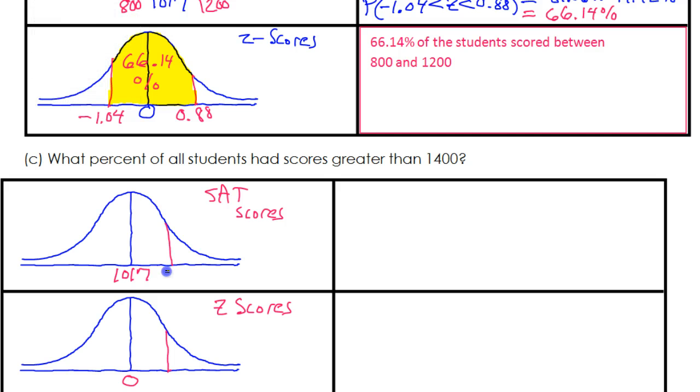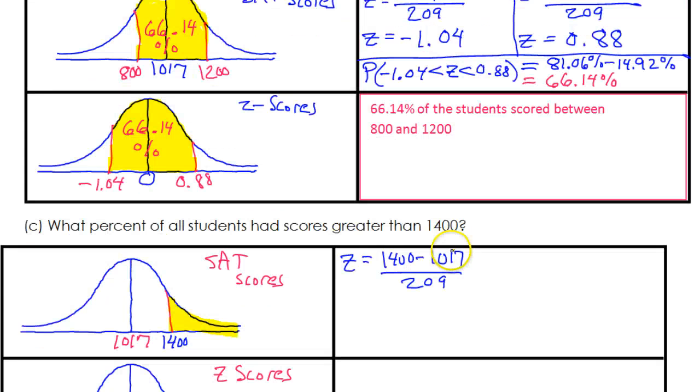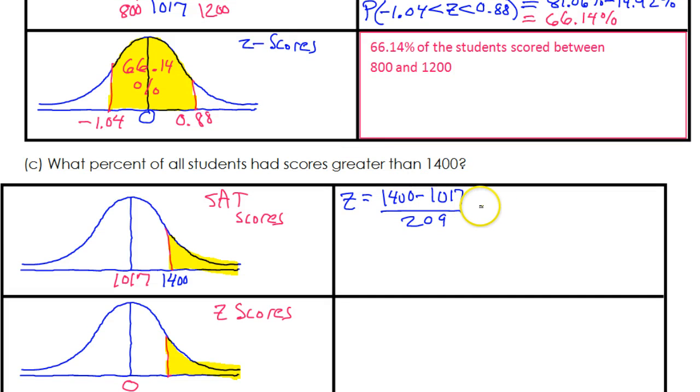Okay, so 1,400. We want to know the percentage that is greater than this, so that's why I'm going to shade over here to the right, because that's the part I need to know about. Okay, so we're going to need the Z-score. So here we go. So the Z-score is going to be this 1,400 minus the mean divided by the standard deviation, which we were told way back at the beginning was 209. Okay, so just put that in your calculator. Alright, I'm getting 1.83.